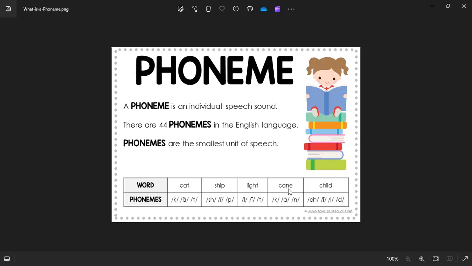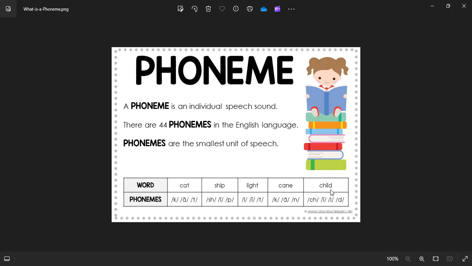Next is cane. In cane, again, when I write the grapheme, when I do mapping, I won't be able to find anywhere the sound of letter E. It is like C or K, A, N. Nowhere can I find the sound of letter E. So this is my written presentation, but the word is actually this.